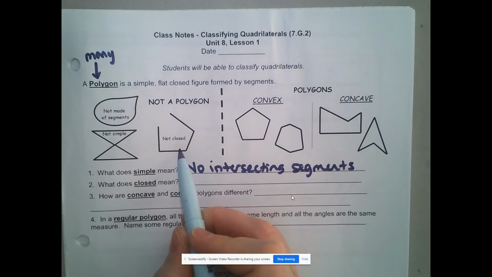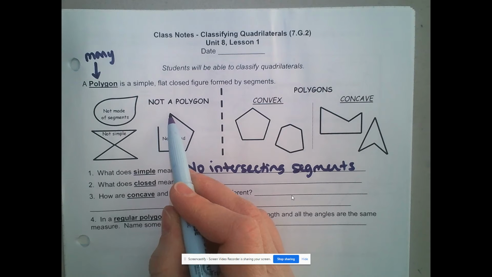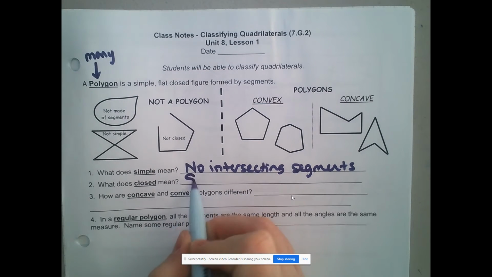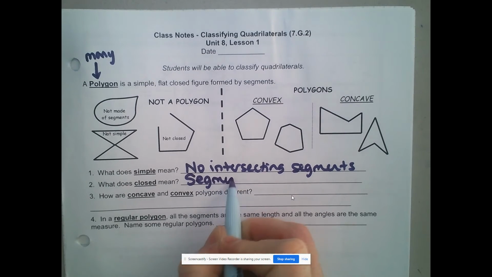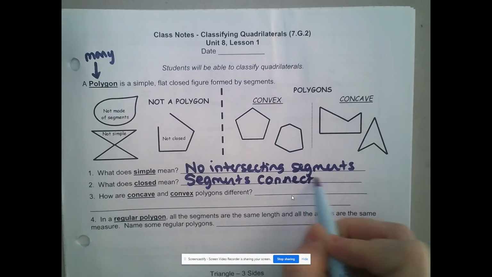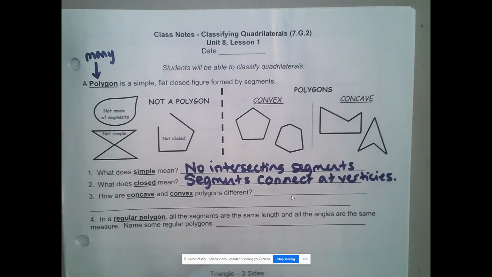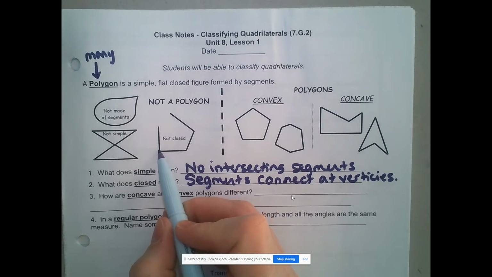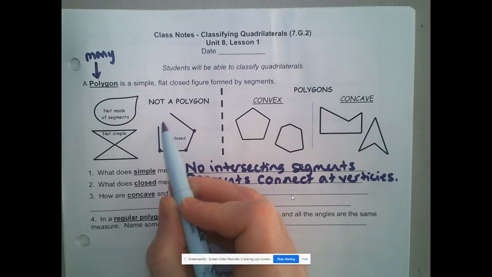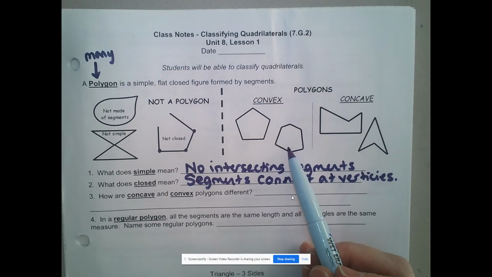All right, and this one is not closed. So if you follow this shape around, you never get back to the beginning. A closed shape would just continue around like in a loop. So it means that all of the segments connect at vertices. And vertices, fancy word for corners. So you will notice that these close at a corner, these close at a corner, these close at a corner, but this one does not close at a corner. So we have some examples on the right here of things that are polygons.